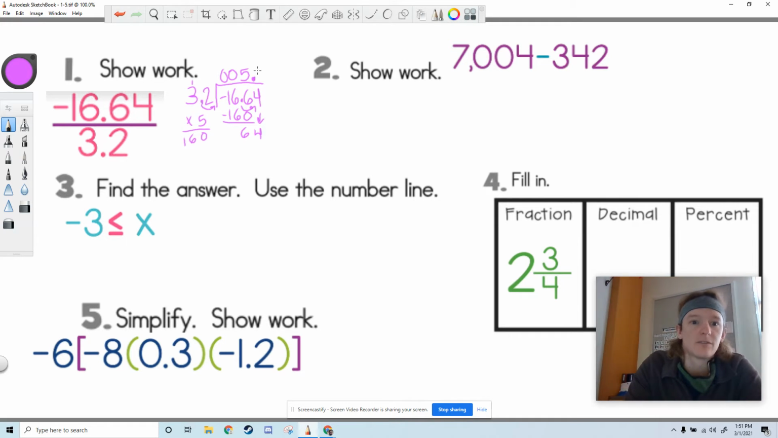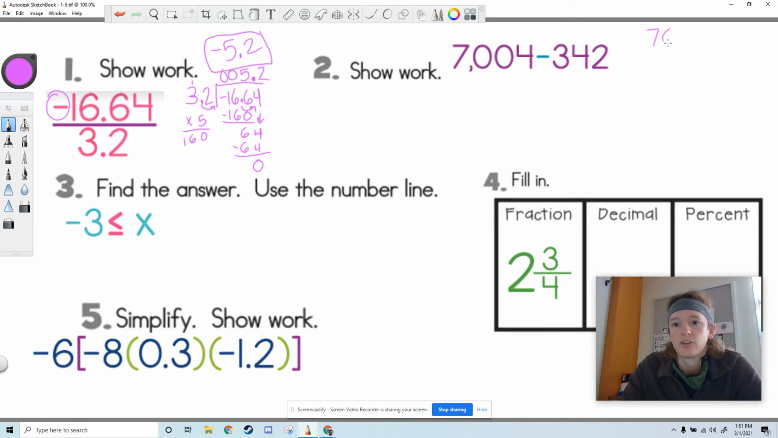How many 32s are in 64? Well, that's going to be 2, because 32 times 2 is 64. Subtract, we've got 0. Remember, if you have one negative with multiplication and division, your answer is going to be negative.